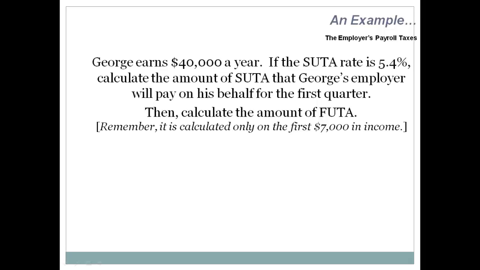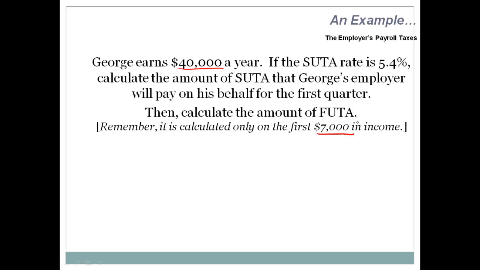So here's an example. George earns $40,000 a year. If the SUTA rate is 5.4%, calculate the amount of SUTA that George's employer will pay on his behalf the first quarter. If he earns $40,000 a year and there are 4 quarters in a year, then we can assume that he earned $10,000 a quarter.